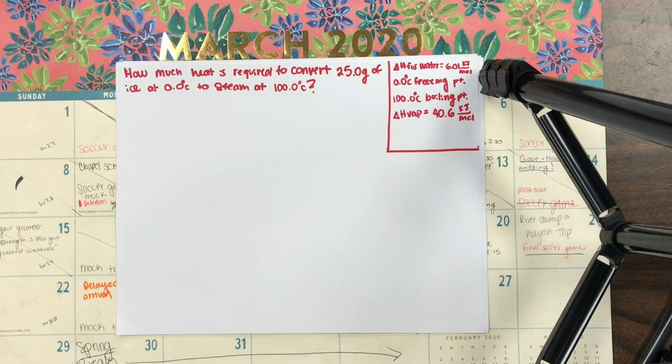So basically what that means, molar heat of vaporization is the amount of energy that is required to convert a liquid to a gas. Molar heat of fusion is the amount of heat that's required to convert a solid to a liquid. So in this problem, we're working with both of them.